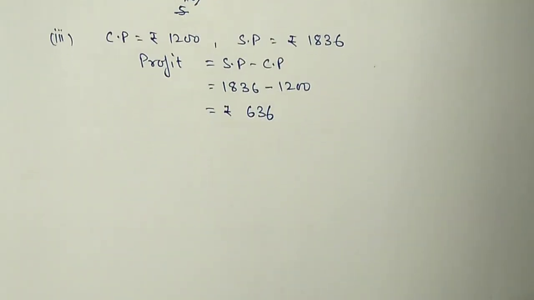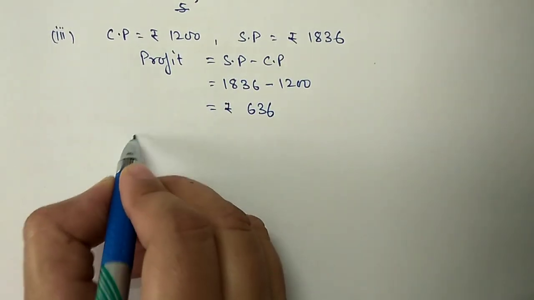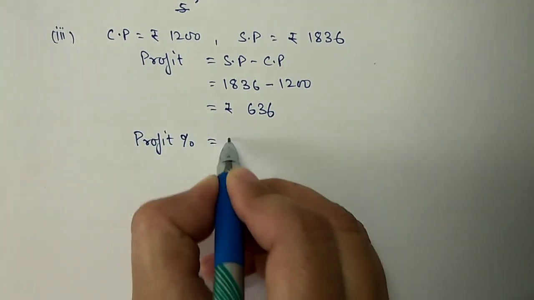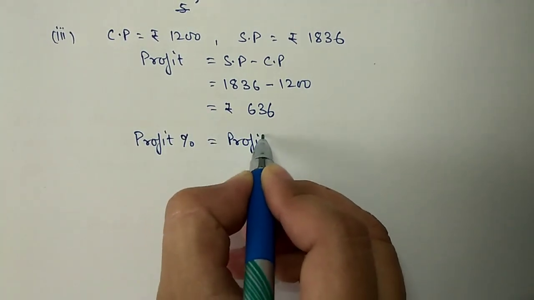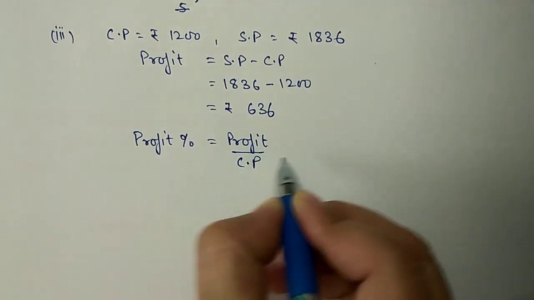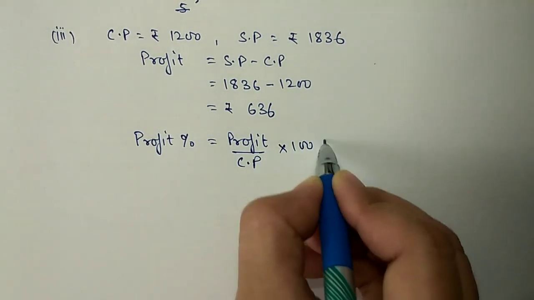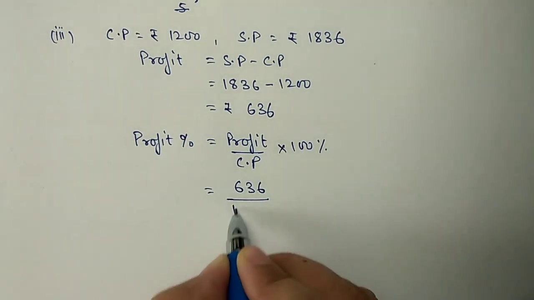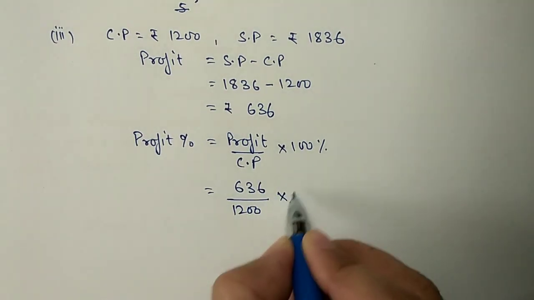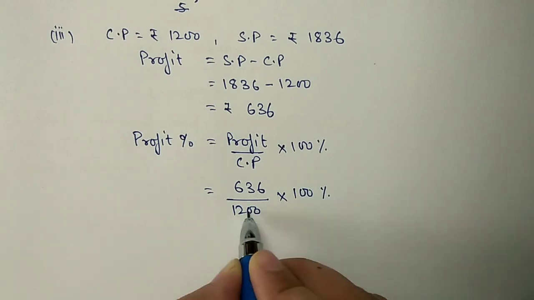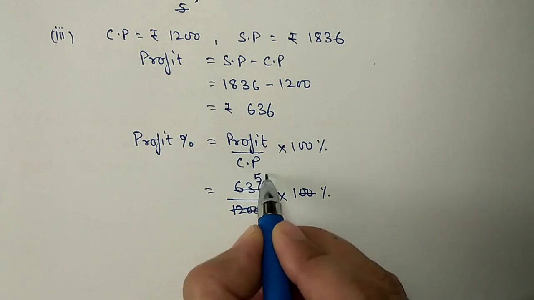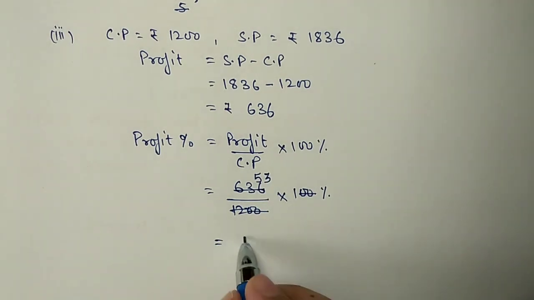Now this we have to change into profit percentage. So profit percentage is equal to profit by CP into 100%. Substitute values, profit is 636 rupees, cost price is 1200 rupees, multiply with 100%. 2 zeros cancel directly, 12 5s are 60 and 12 3s are 36. So profit percentage is here 53%.